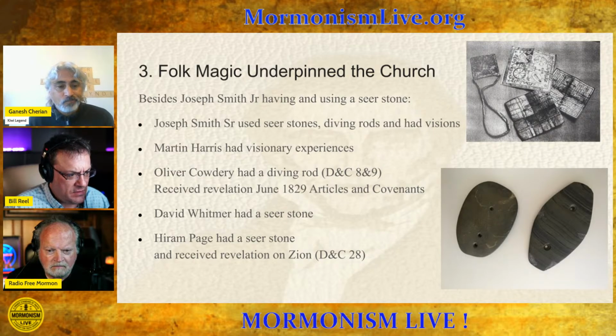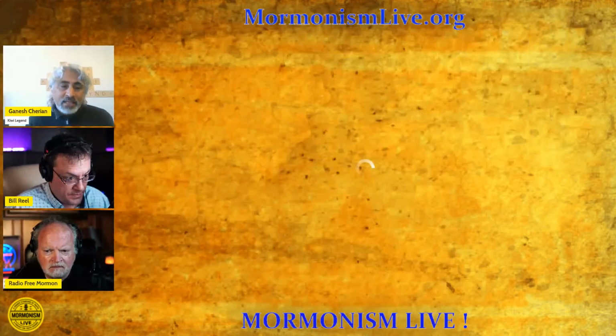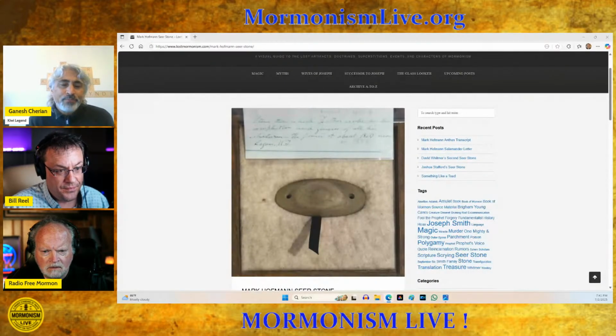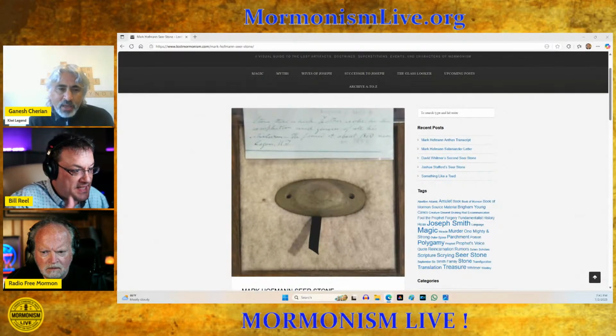I was going to say one of them, if not both of them, look like a gorget. Yeah, it might have a leather band through them and then wrapped around the neck. Yes, and here's another. This is Mark Hofmann's fraudulent one. Mark Hofmann created this, and he created a provenance for it. It's all fake. It might be a Native American piece.